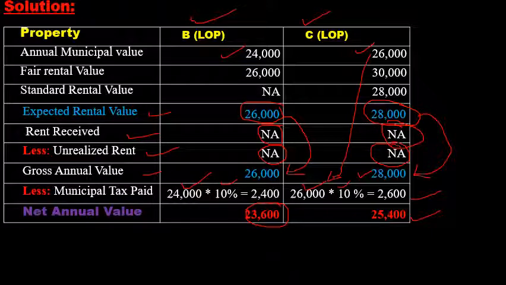Only one point you have to note down about expected rental value and gross annual value. There is no rent received. Rent received is not applicable. This is the important part. Rent received is not applicable for deemed let out property. So therefore, in such cases, the expected rental value itself is the gross annual value.